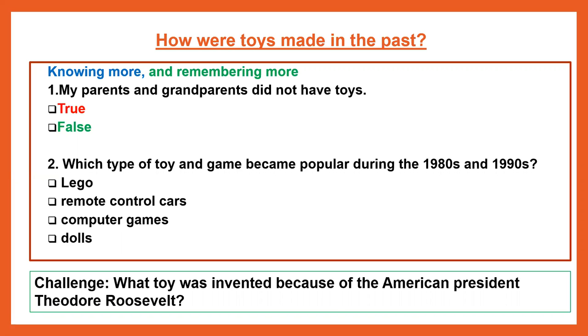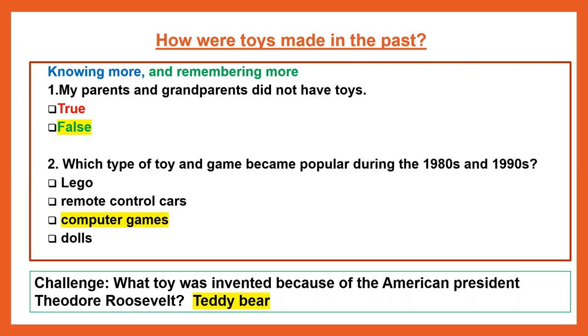Let's have a look at the answers. Question 1. My parents and grandparents did not have toys. Well, this is false. We know this is false. We saw some of the toys last week. Question 2. Which type of toy and game became popular during the 1980s and the 1990s? It was the computer games. And the challenge question, what toy was invented because of the American president Theodore Roosevelt? It was a teddy bear, and we found that out last lesson.